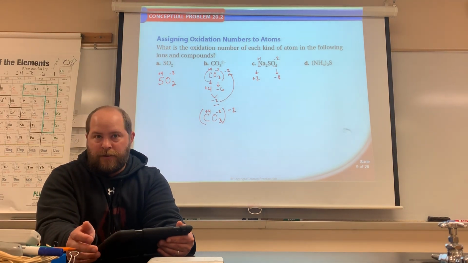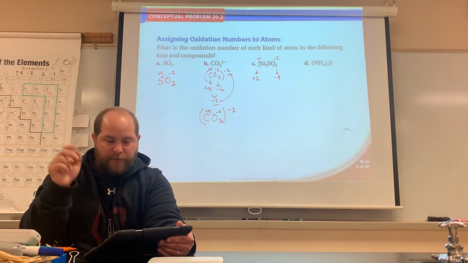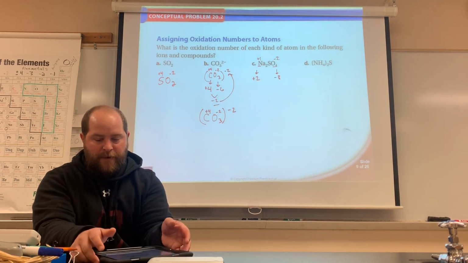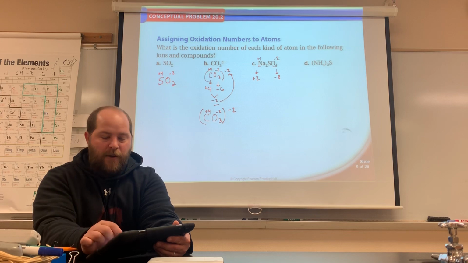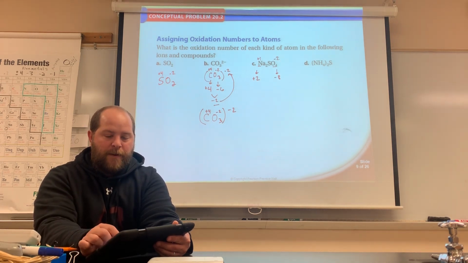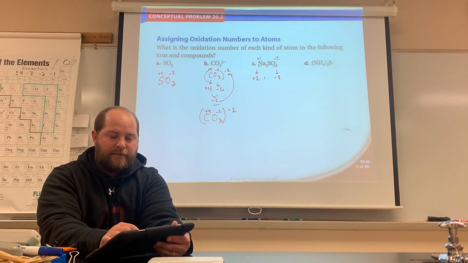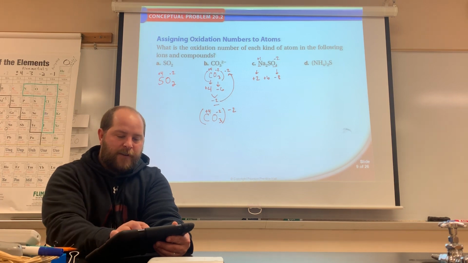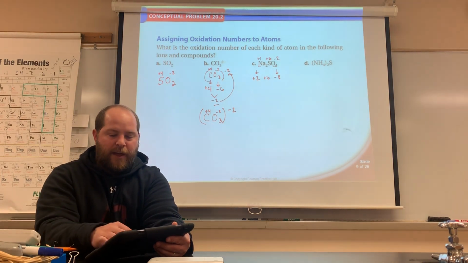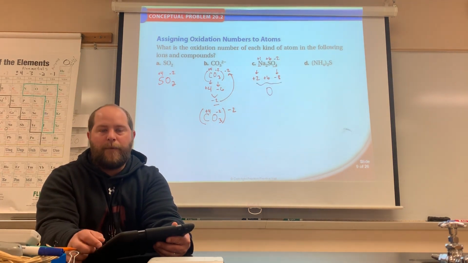It's a neutral compound, right? There's no charge at the end. This is a neutral compound. So then therefore, what must the sulfur be? Well, the sulfur must be a +6. So I can put that right in here, because then when you add all that together, it gives you 0.